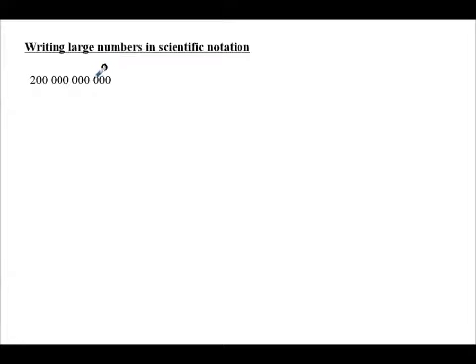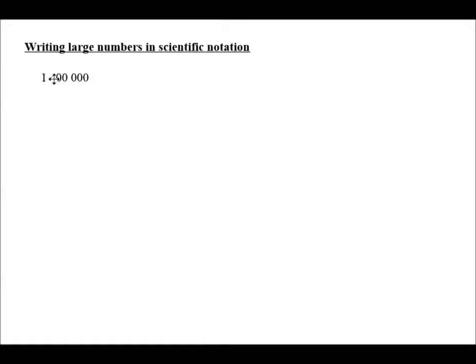This was the group of ones. This was the group of thousands. This was the group of millions. And that was the group of billions. So we have 200 billion stars in the Milky Way. Right, we're going to use an easier example to explain scientific notation and then come back to that.